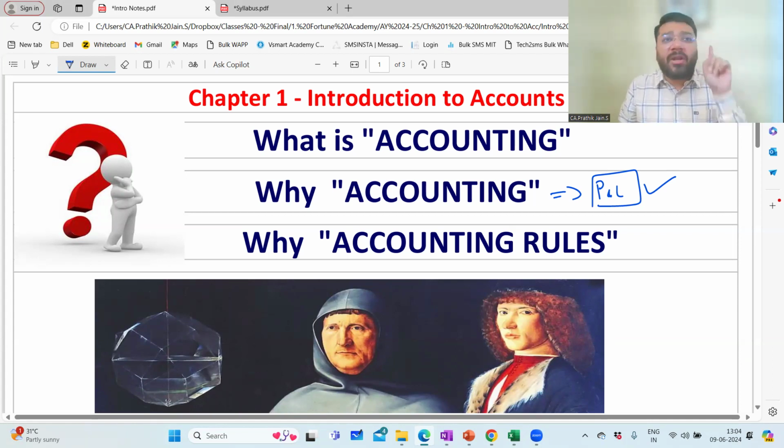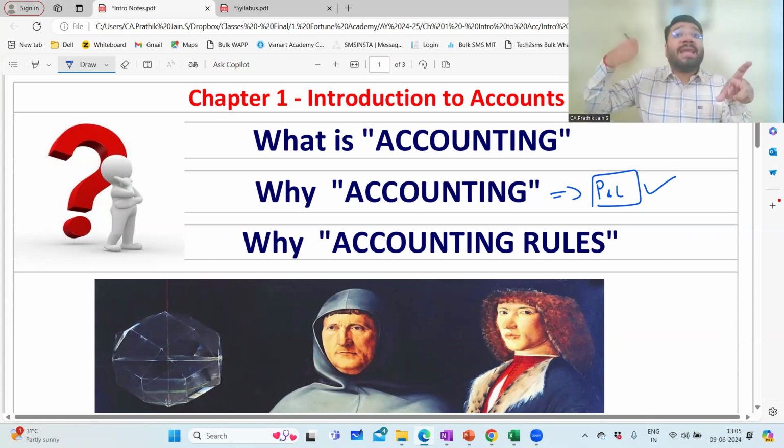Why accounting? Sir, to find out the profit and loss in the business. And using this data, we'll be able to speculate certain things. We'll be able to analyze something. In future, we can take corrective actions and measures. And finally, why do we have accounting rules and regulations?